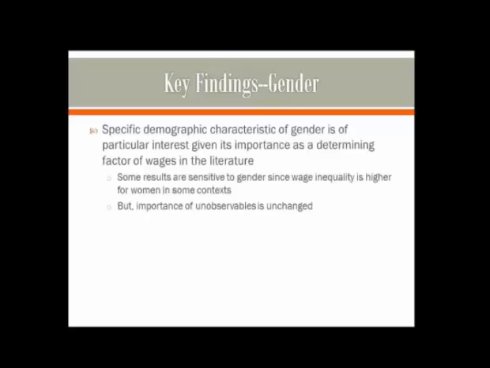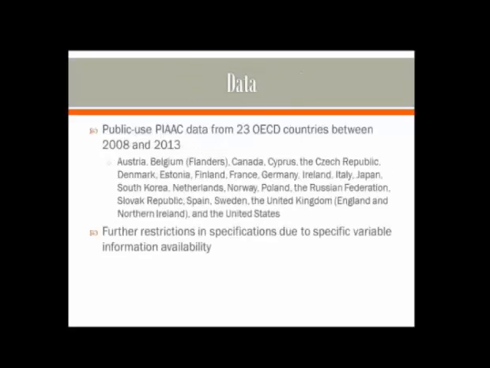In terms of gender, labor economics, for example, has split out gender as an important determinant of wages. And so I'm going to be thinking about that as well, doing some results separately by genders. The major result about unobservables, however, is unchanged across those two subpopulations. The data is from 23 OECD countries that are publicly available. So of course PIAAC was done on 24. Australia is the country for which the public use data is not available.